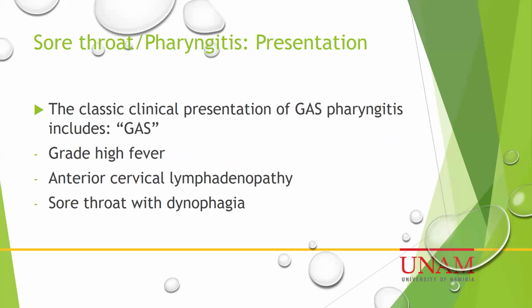All right, and this leads us to the classical presentation of group A streptococcus pharyngitis. Just don't forget the GAS. So you have high grade fever. All right, it's deliberate, high grade. I changed it to high grade fever because I want to make the mnemonic GAS. Then you have anterior cervical lymphadenopathy. All right, palpable lymph nodes in the anterior cervical area, and you have sore throat associated with odynophagia.